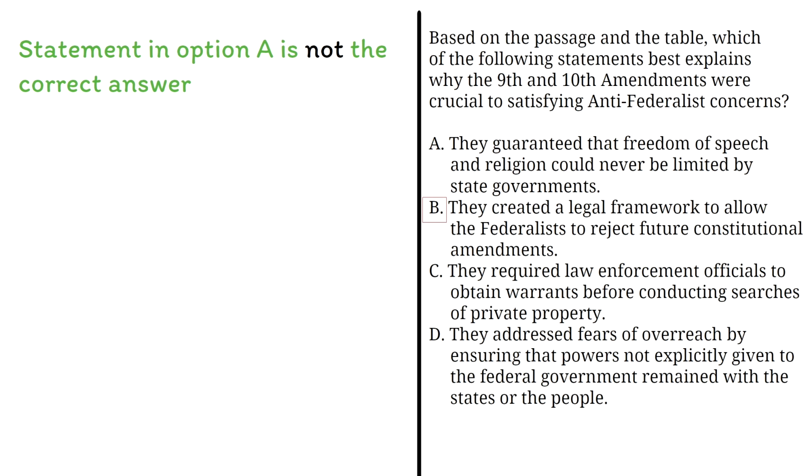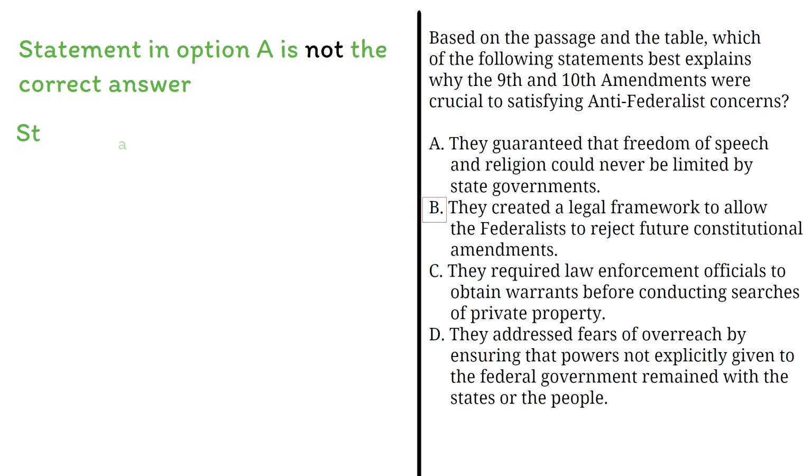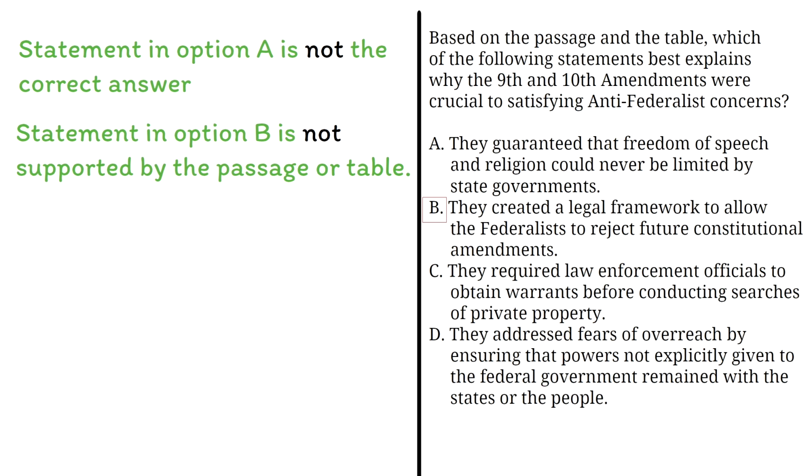Option B says, they created a legal framework to allow the Federalists to reject future constitutional amendments. That's incorrect. Neither the passage nor the table mentions anything about allowing Federalists to reject future constitutional amendments. This statement introduces information that is not supported by either source.